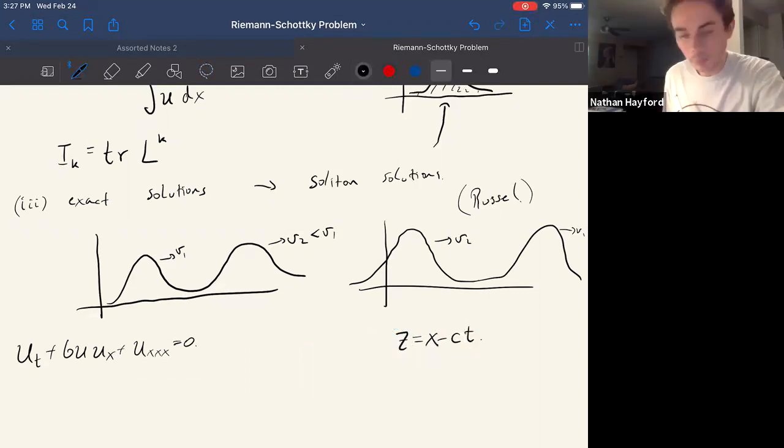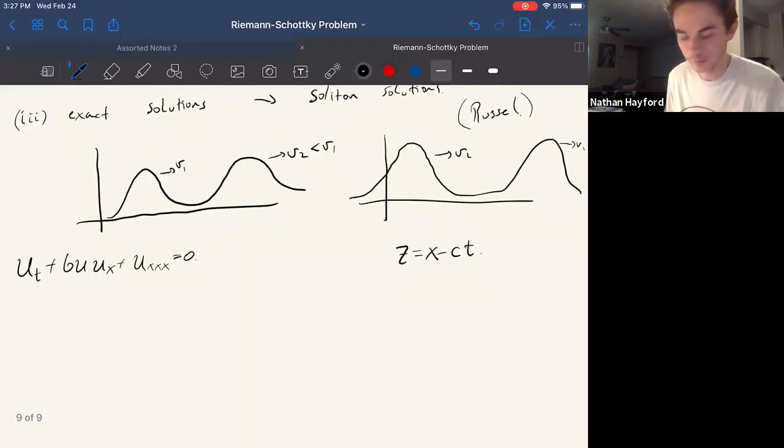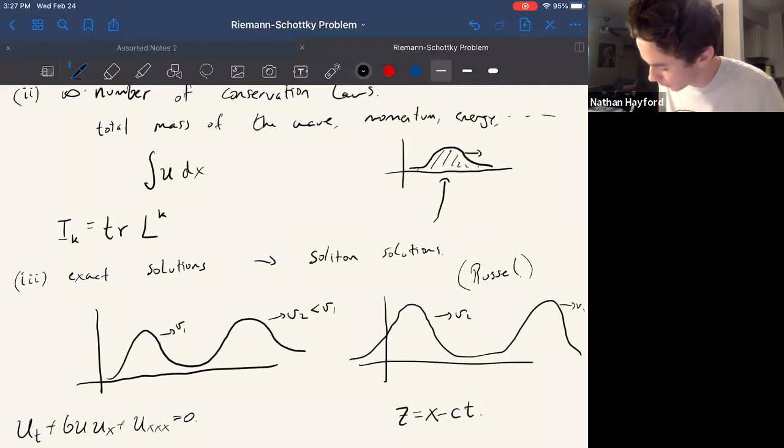Sure. So what we're going to do right now is look for traveling wave solutions to KdV. So we're going to make a change of variables: z is equal to x minus ct. In other words, we're looking for solutions that look sort of like this one, where they travel, well, on my screen, that one.